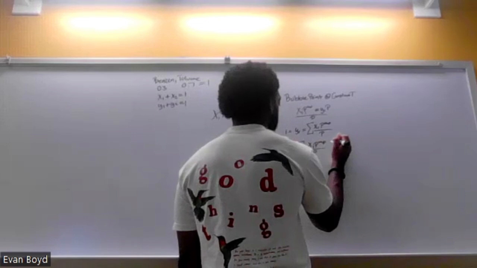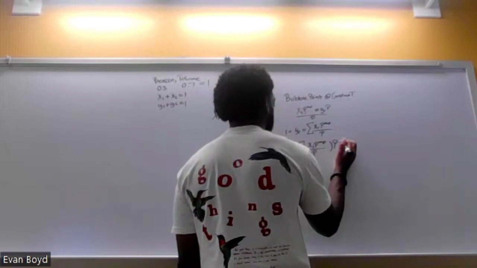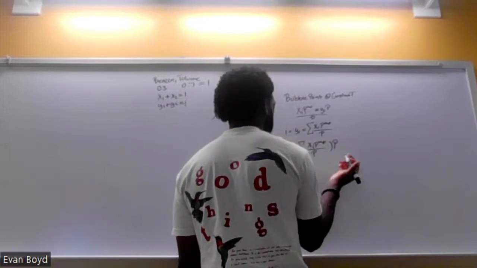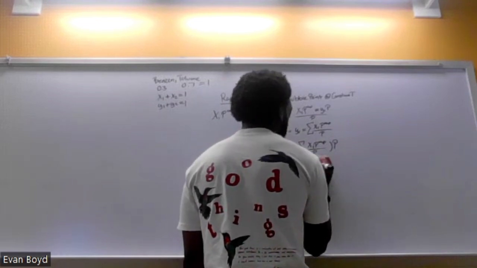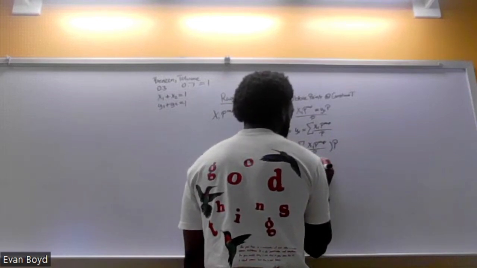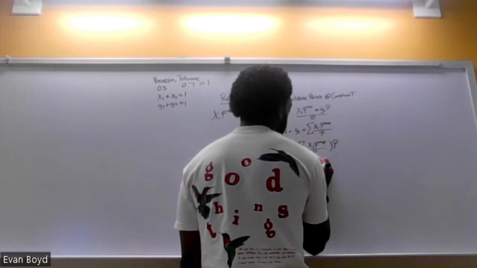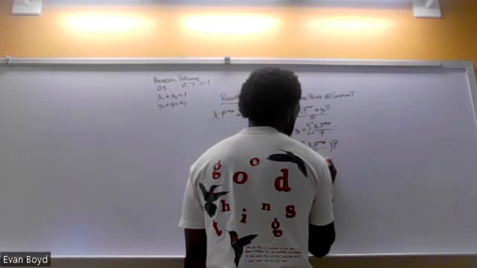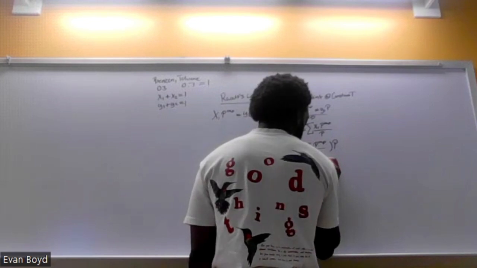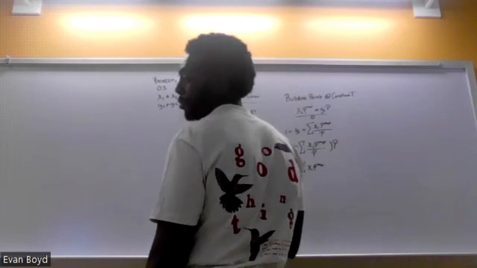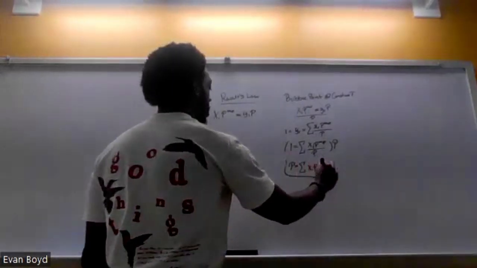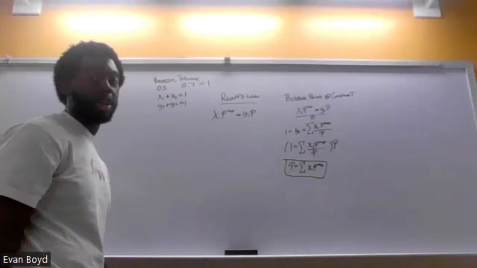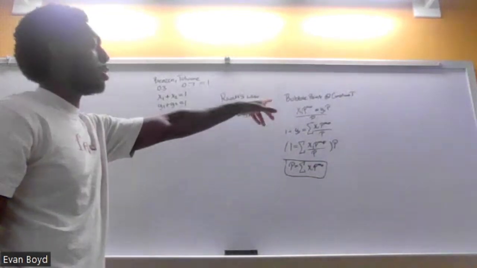So multiply both sides by P. The P cancels out on this side, and you have pressure is equal to the sum of the liquid concentration times vapor pressure. So easy. All right. And that's how you find bubble point at constant T.